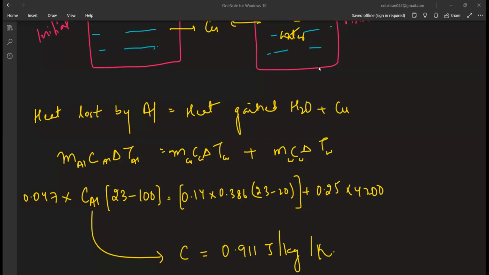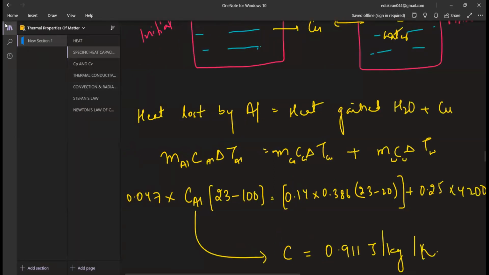Khadija, if you've completed, you can leave. This completes the latent heat part. Then we'll start with thermal conductivity on Tuesday. Okay.